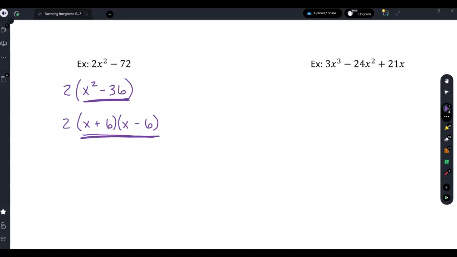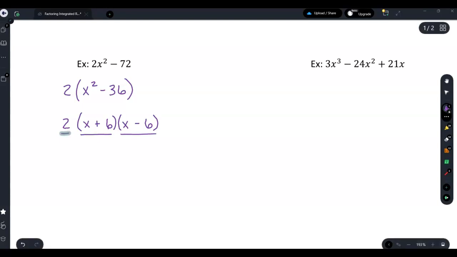don't forget kid brother, right? Don't forget to bring down the 2. And then I need to check this again, right? So I need to check every piece of this, every factor, and see will it factor further. So again, 2 is a monomial, that's not going to factor. So then let's look at x plus 6. So that is a binomial, it has two terms, which means if it's going to factor, it's going to be a difference of two squares.